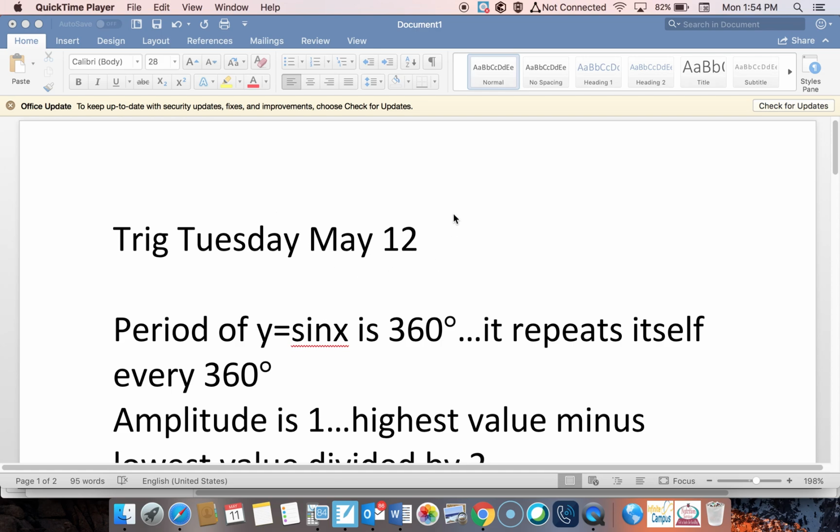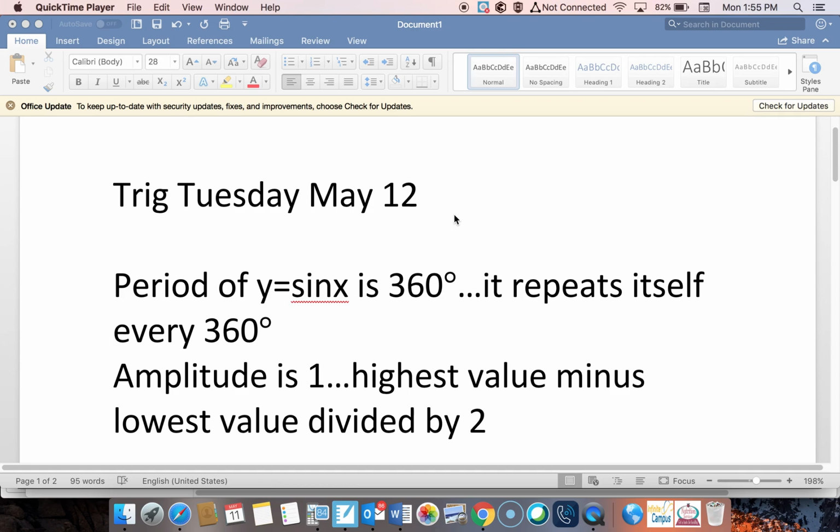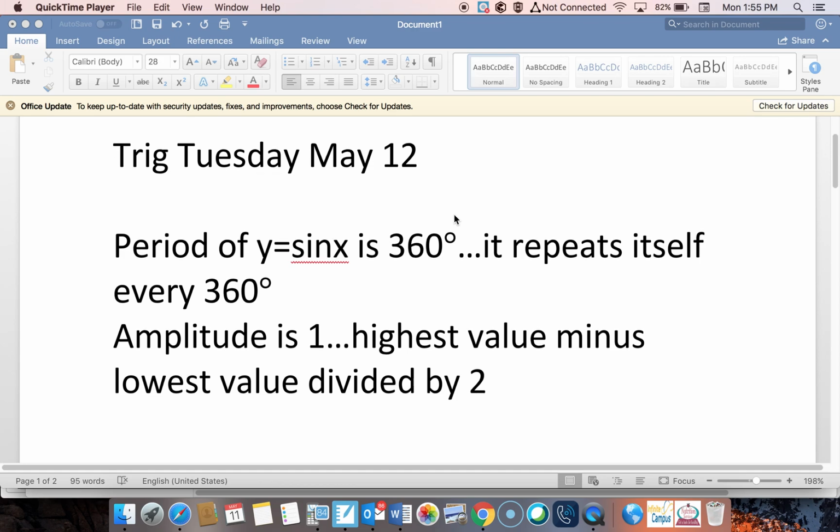I didn't yesterday. The period is how long it takes a graph to repeat itself. The period of sine, which we'll look at on the calculator in a minute, is 360 degrees. We saw that yesterday. The amplitude is basically how high it goes, and you get it by going the highest minus the lowest divided by 2.